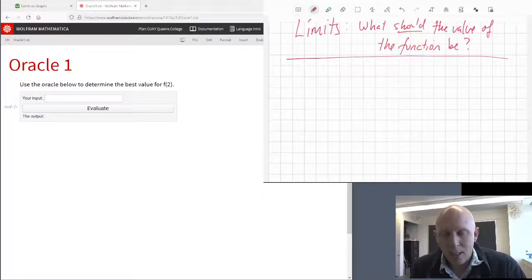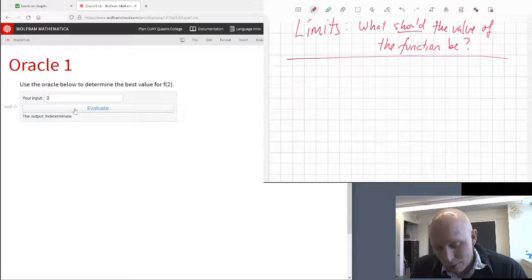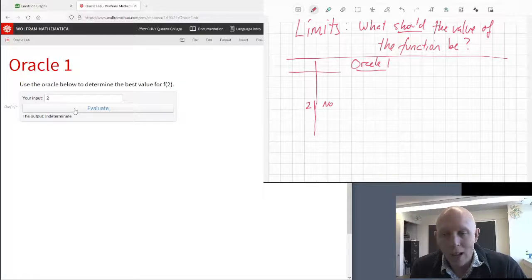So let's talk about Oracle 1. When we started to plug in, we said let's plug in 2 and see what the Oracle gives for 2. And the Oracle tells us that there's no actual value for f of 2. If we're coming up with a list of values and we plugged in 2, there's no value for 2 in this function. So we tried some other values.